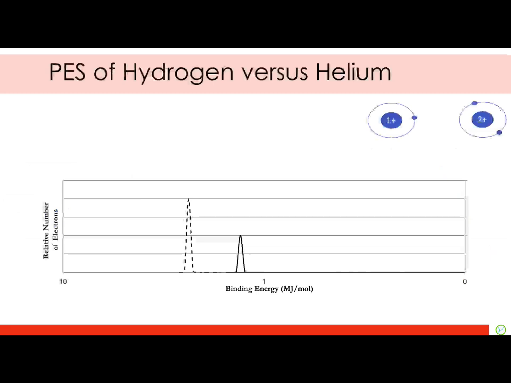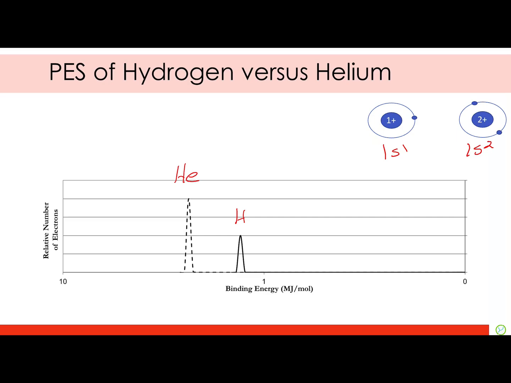If we look at the PES of hydrogen versus helium, okay? Hydrogen, again, is a 1s1. Helium is a 1s2 electron configuration. So which peak is which based on what you know? And hopefully from that you can realize that this would be our hydrogen peak and this would be our helium peak because it's twice the height of the hydrogen peak.